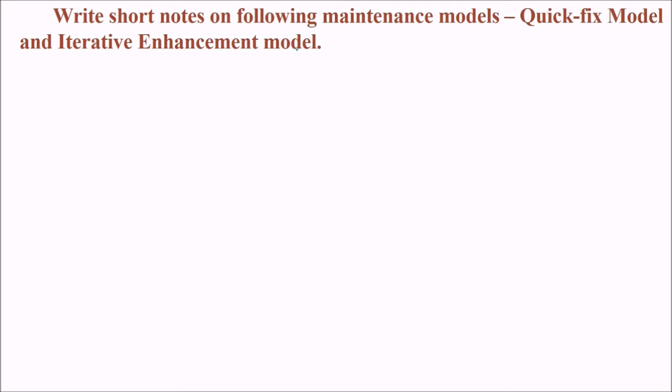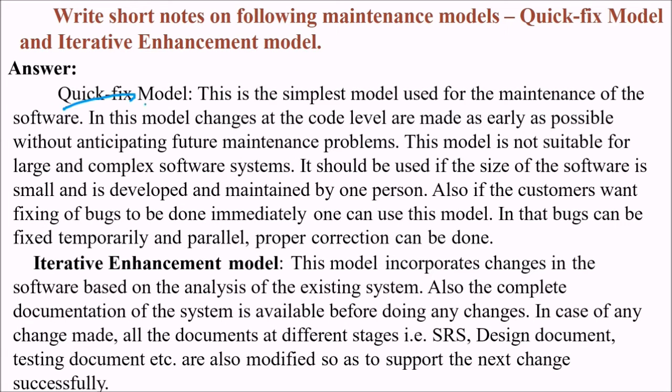Write short notes on the following maintenance models: quick fix model and iterative enhancement model. The quick fix model is the simplest model. This is the patch fixing type used for maintenance of the software. In this model, changes at the code level are made as early as possible without anticipating future maintenance problems, that is, just patching and fixing that particular problem.